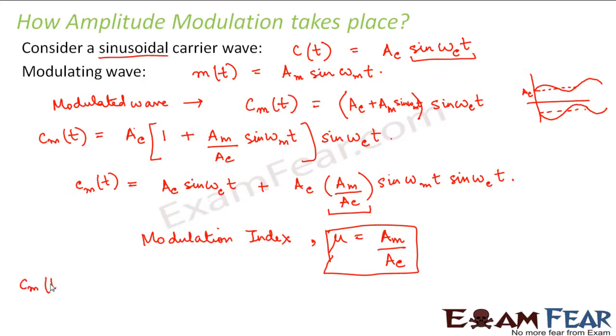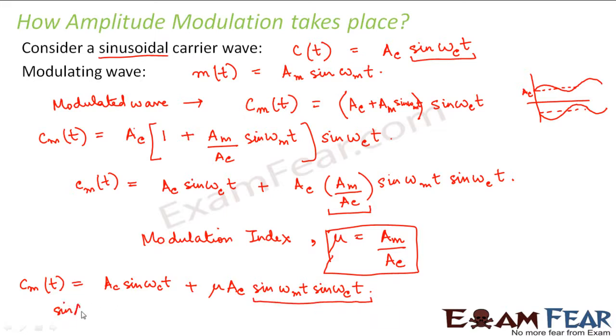So we can say Cm of t is equal to AC sine omega c t plus mu AC sine omega m t sine omega c t. So we have it in the form sine A sine B. In trigonometry, we are aware of this formula: sine A sine B is equal to half of cos A minus B minus cos A plus B. I'm sure you would have learned all these things in your trigonometry in mathematics.